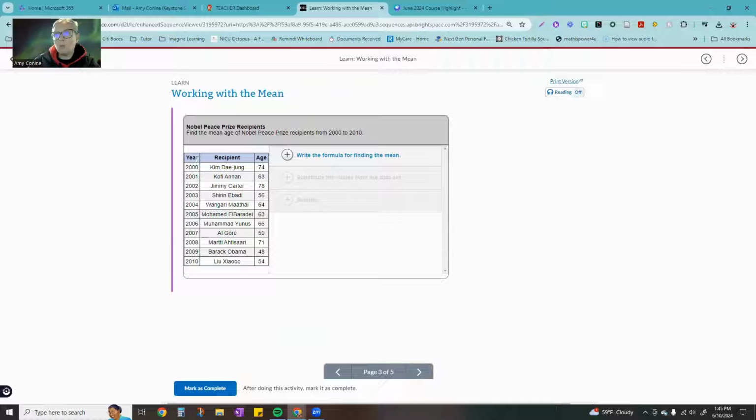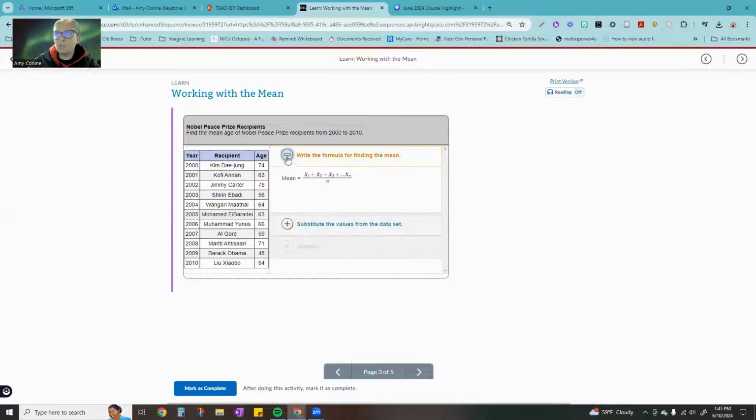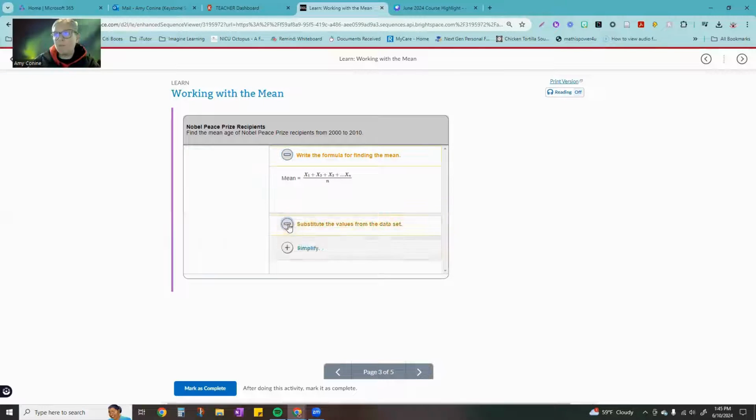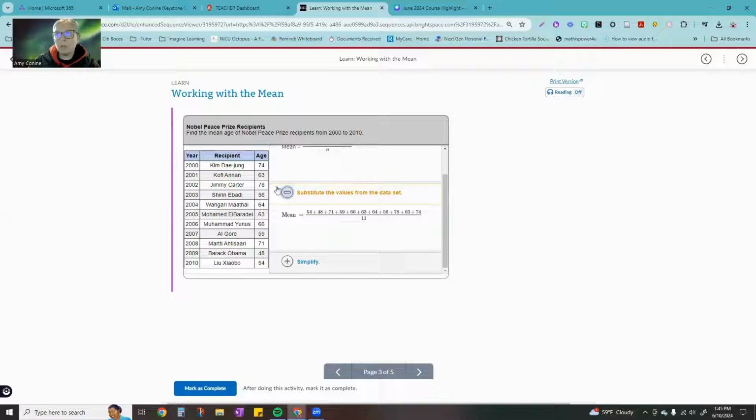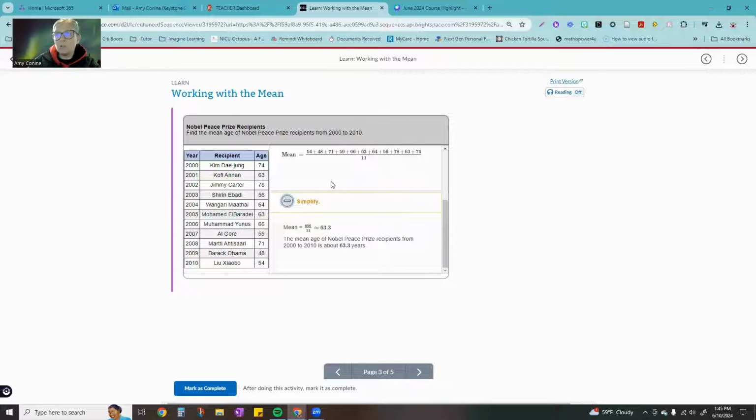For this particular one, you have this data set, and each part of this is a worked part of the example. You can take your time to look at the formula that you have, how to use the formula for the given data set to find the average age, and then how to simplify the work and then what it means. So how the answer is actually interpreted, which is a big deal. A lot of students struggle with the interpretation of the number that you find.